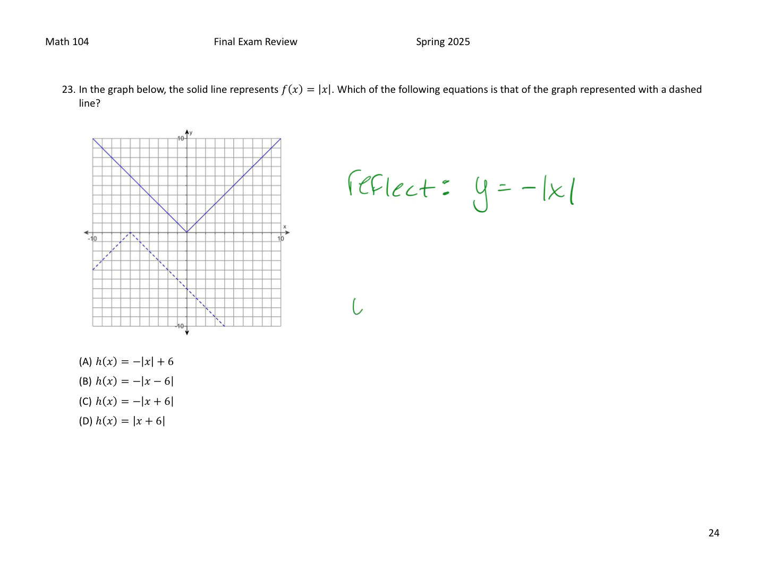So we're going to end up with y equals, put a negative outside for the reflection, and to go left 6, I'm going to do plus 6 inside the function, inside the absolute value. So that is option C.